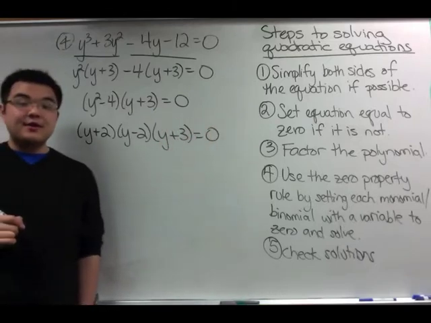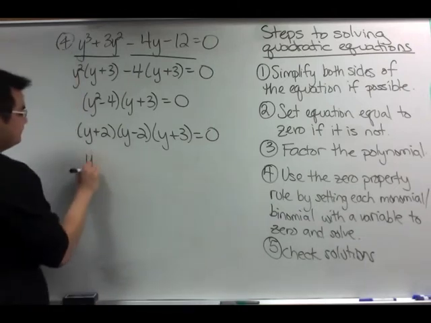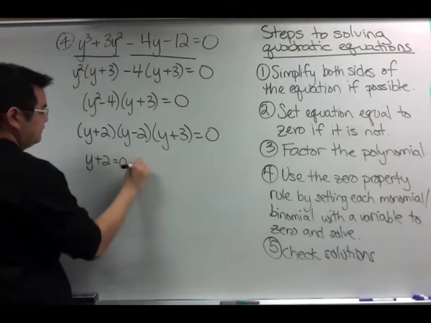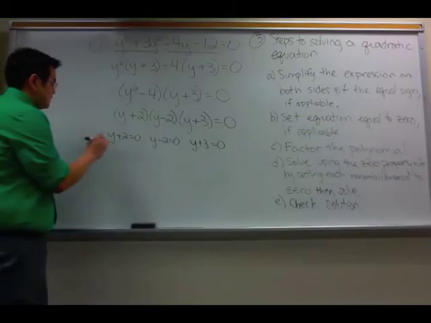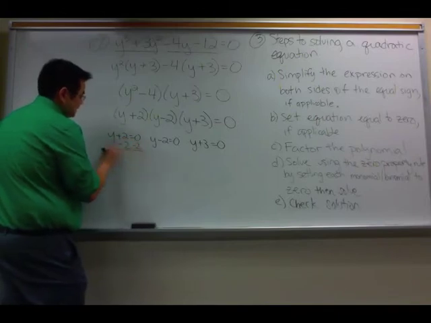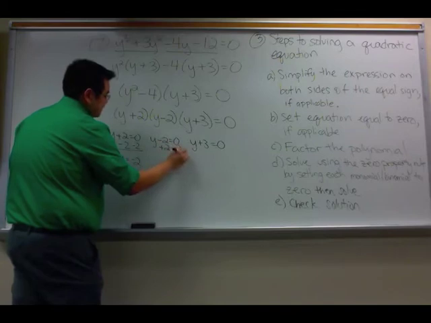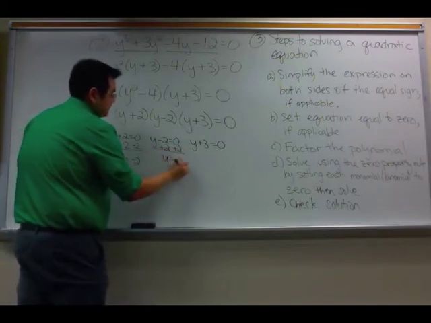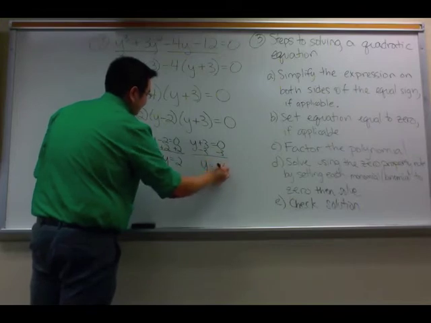Since we have 3 binomials, we're going to set each binomial equal to 0 and solve. So subtract 2 on both sides, y is equal to negative 2. Add 2 on both sides, y is equal to 2. Subtract 3 on both sides, y is equal to negative 3.